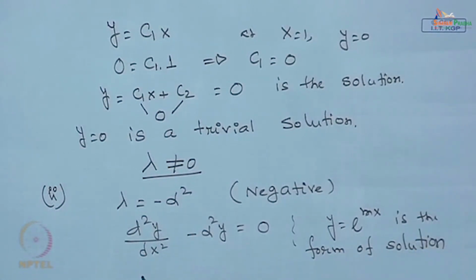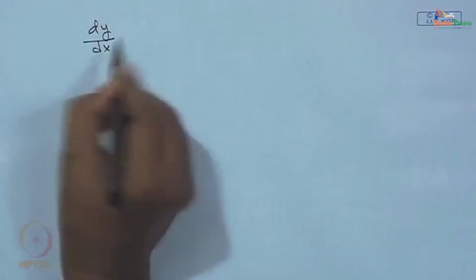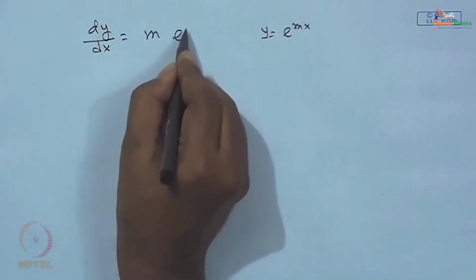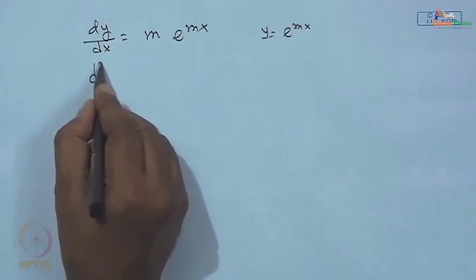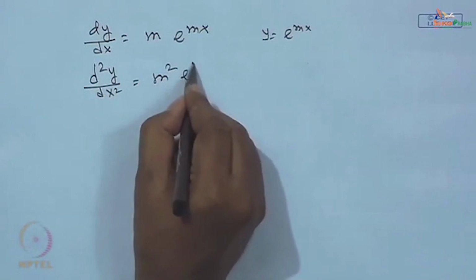If we do that, we just put y is equal to e to the power m x, and let us see what we get. You will be getting a polynomial of order 2 in m, and that equation is known as the characteristic equation. If y is e to the power m x, then dy/dx is nothing but m e to the power m x. We differentiate it once more, so d square y dx square is equal to m square e to the power m x.